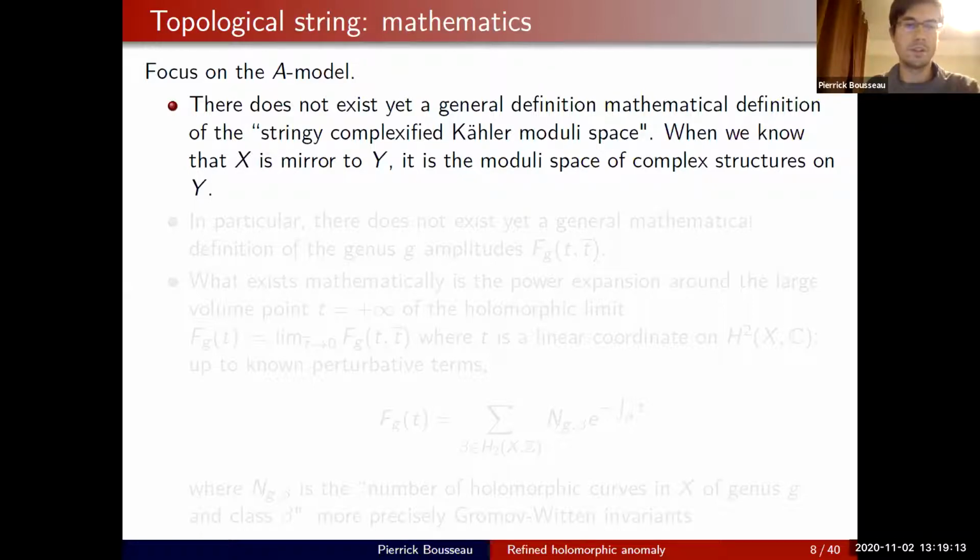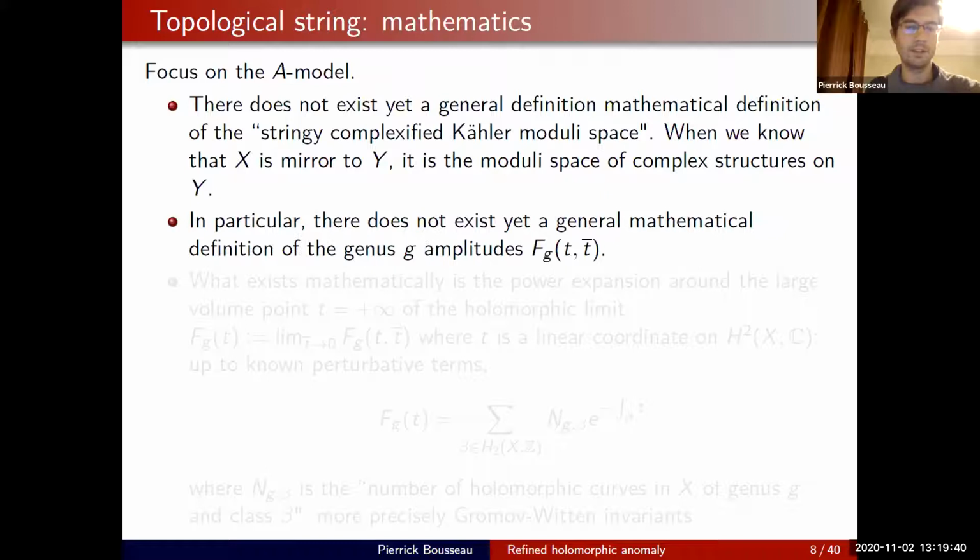The first remark is that if we focus on the A model, there does not exist yet a general mathematical definition of what a stringy complexified Kähler moduli space attached to a Calabi-Yau threefold X is. In the case when you know mirror symmetry for X, when you know a mirror Y for X, then there will be a definition as a moduli space of complex structures on Y. But a priori, you don't know how to define it. And the related fact is that there does not yet exist a general mathematical definition of the genus g amplitude F_g of t and t bar.